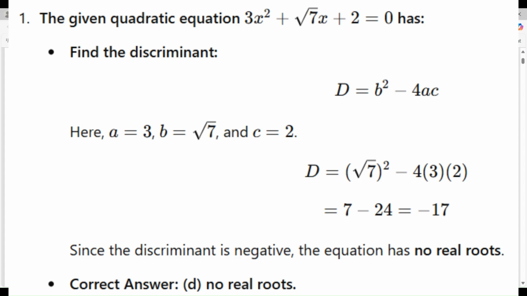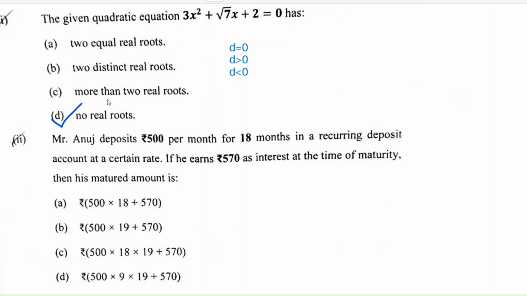Now, let's calculate the discriminant, D. D is equal to b square minus 4ac. Here, a is equal to 3, b is equal to root 7, c is equal to 2. Substituting the values, we get D equal to minus 17. Since the discriminant is negative, the quadratic equation has no real roots. Option D.